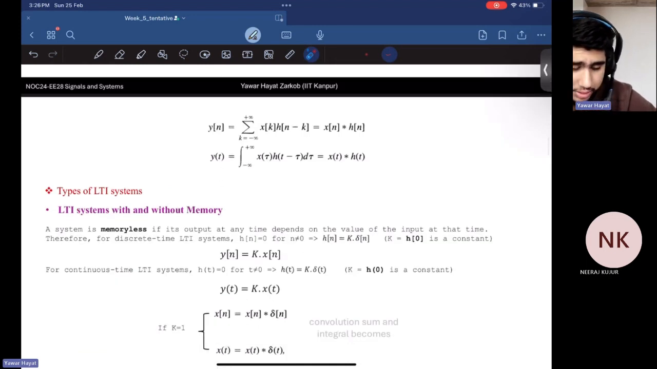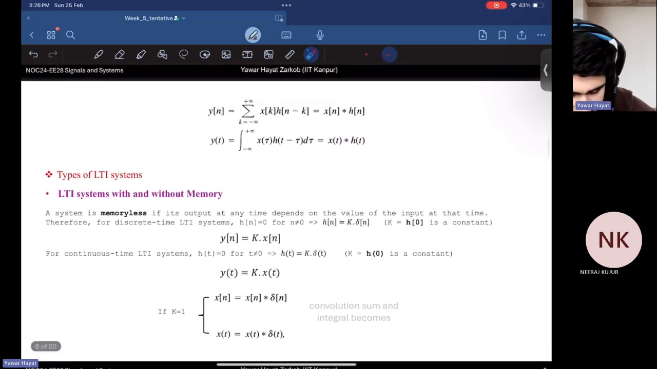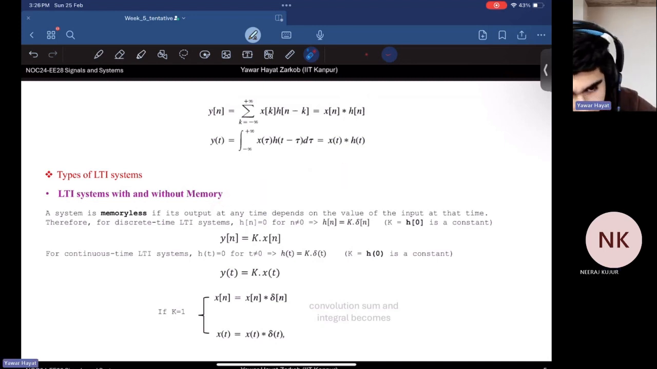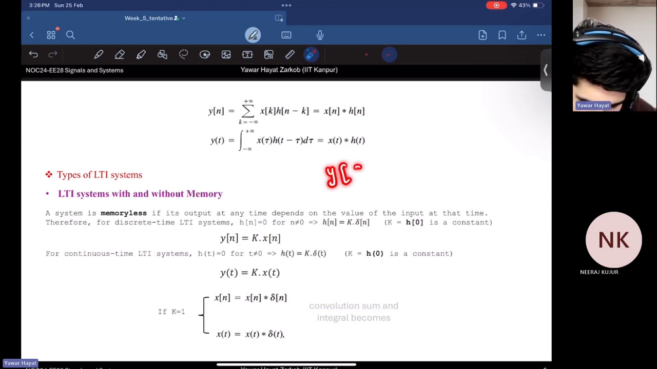So now let's talk about the types of LTI systems. We have LTI systems with and without memory. A system is memoryless if its output at any time depends on the value of the input at that time. So the output should not depend on the value of the input before and after that particular time instant, right? Suppose I'm interested in finding y of 3. What should it depend on?